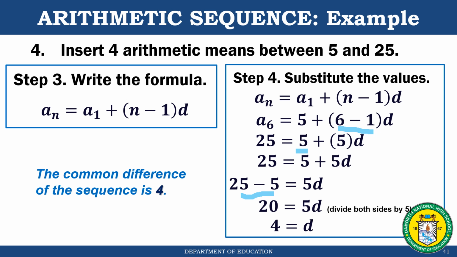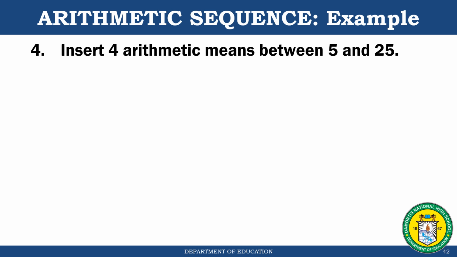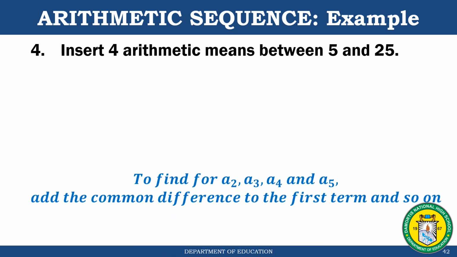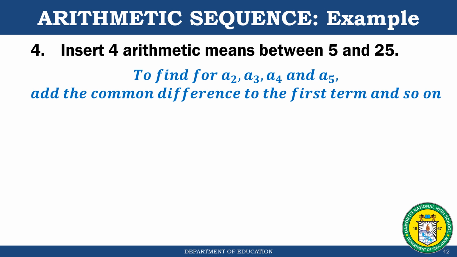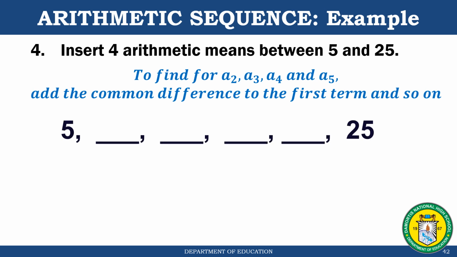Then what are we going to do with that common difference? Anyone? So yes, we're going to use this common difference to find a sub 2, a sub 3, a sub 4, and a sub 5. So from the given sequence we have a while ago, we're going to insert 4 arithmetic means between 5 and 25. And using the common difference 4, we're going to add it from 5.